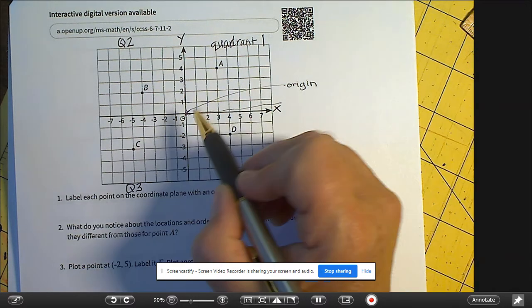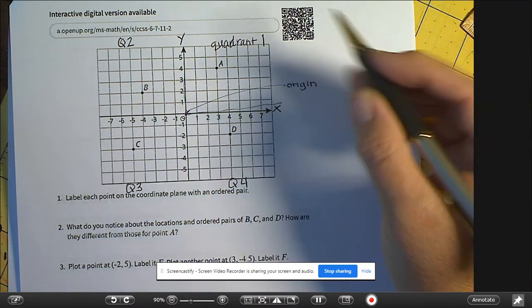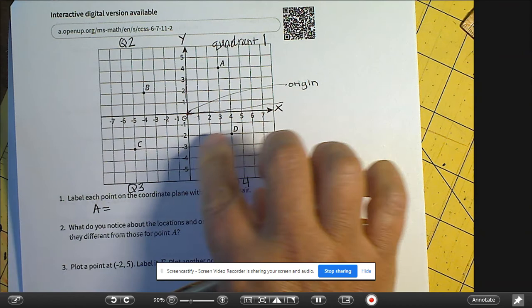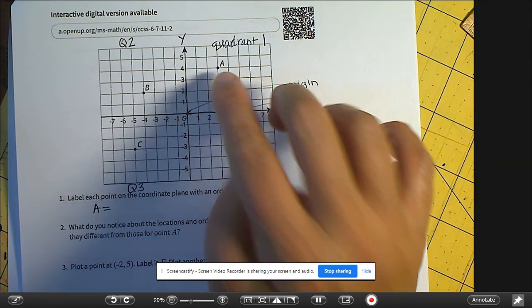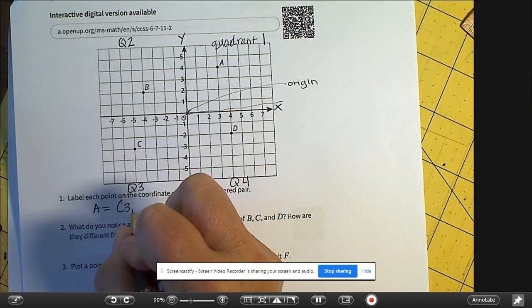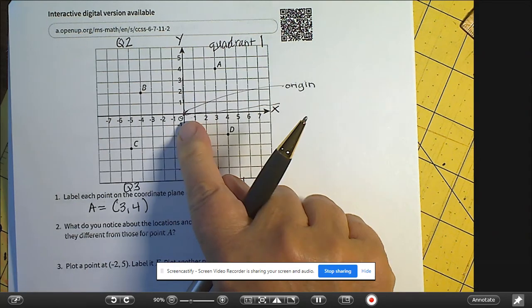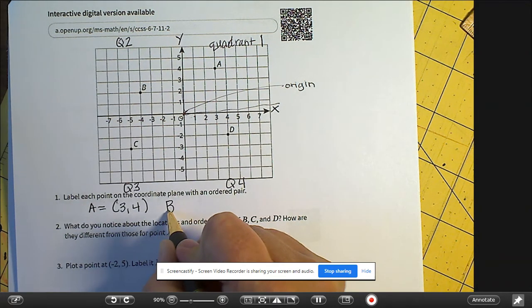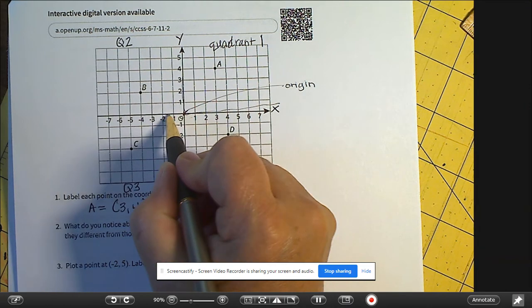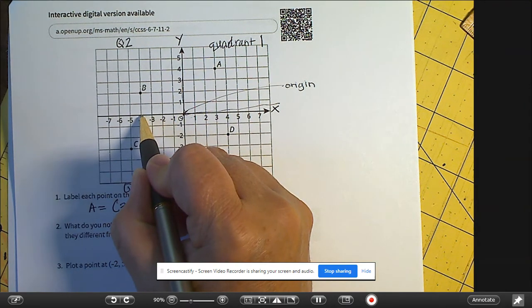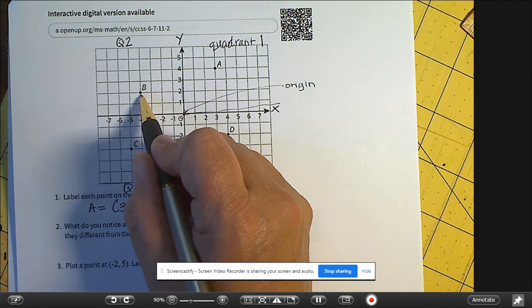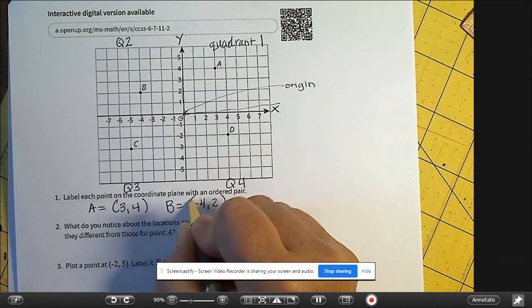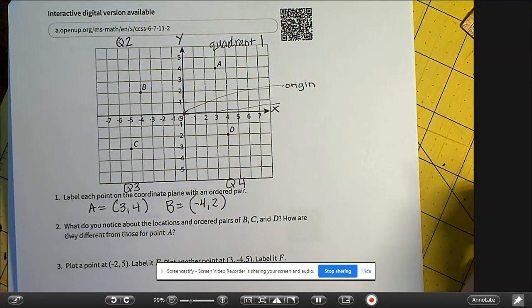Remember, it goes X first. So we're going to do A. We'll say A is equal to 3, 4. There's X, you go over and then up. All right, B is equal to negative 4, and then we're going up, so that's positive. So negative 4, positive 2.